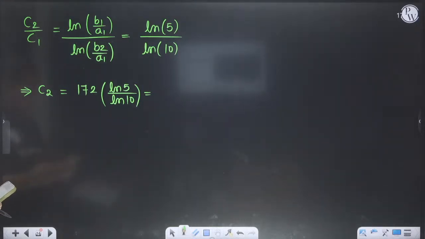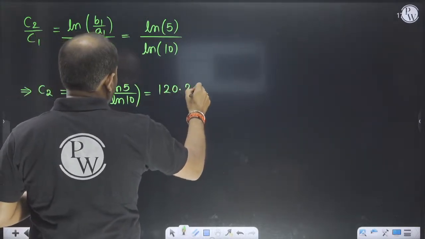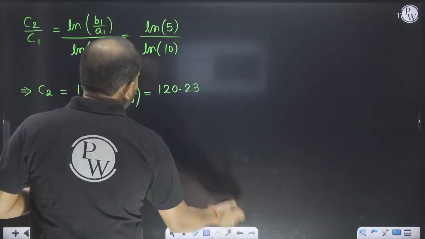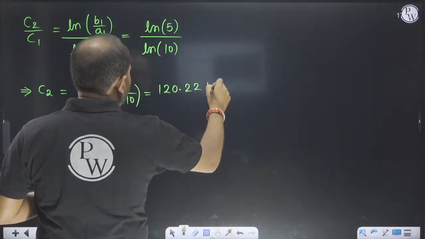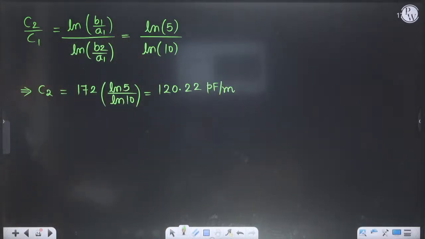(172) ln 5 divided by ln 10. 120.22. So our answer will be 120.22 picofarad per meter.